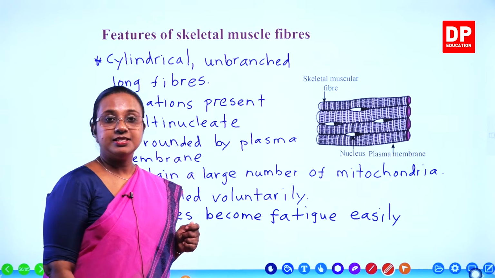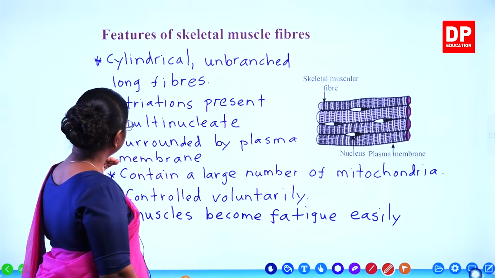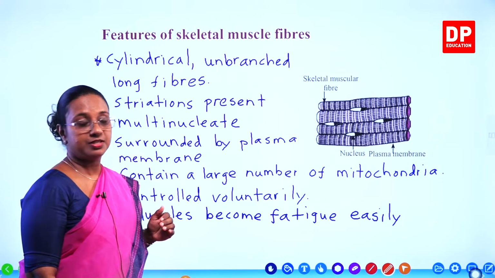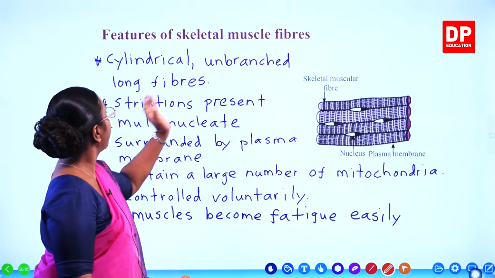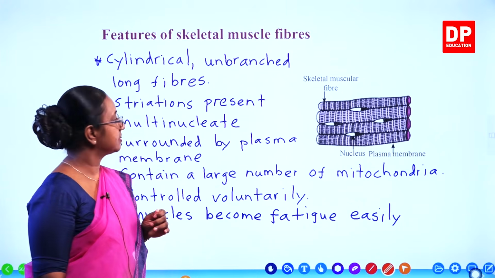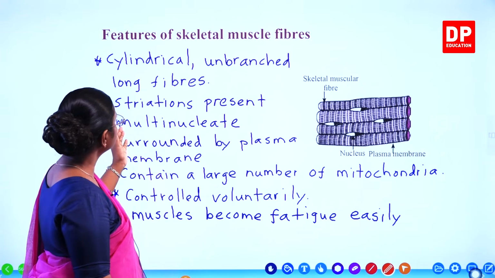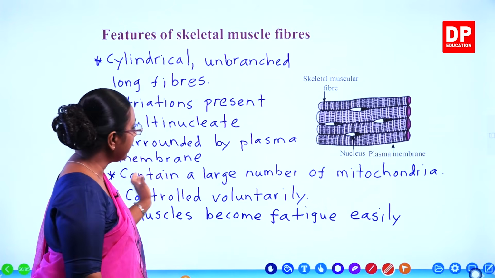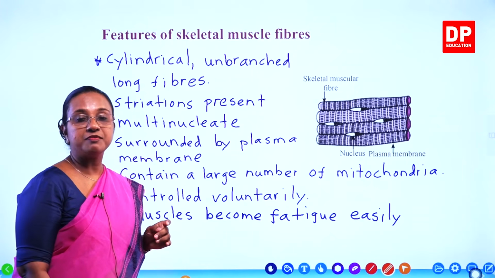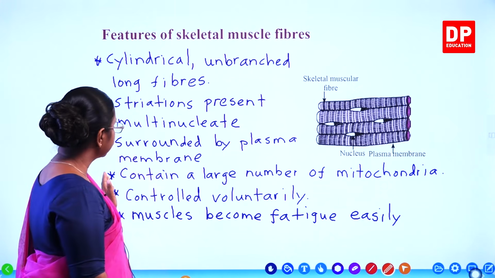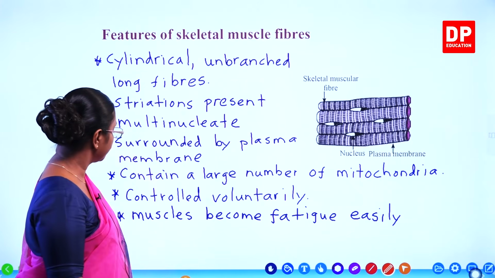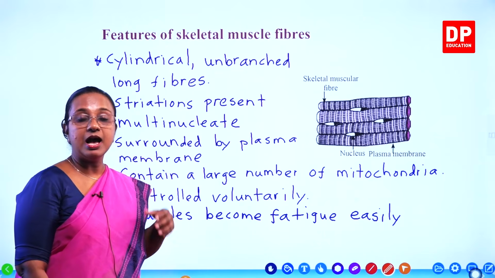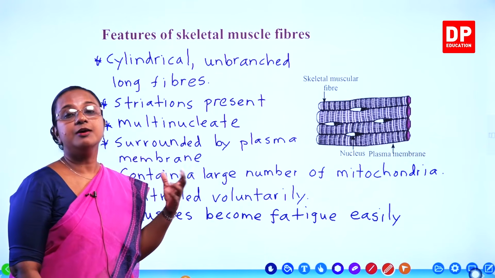So as you can see, students, the properties or features that are given above are structural features. Cylindrical, unbranched, long fibers. Striations are present, multinucleate, they are surrounded by plasma membrane and they contain a large number of mitochondria. Whereas the voluntarily controlled feature and the muscles becoming fatigued are associated with their function.